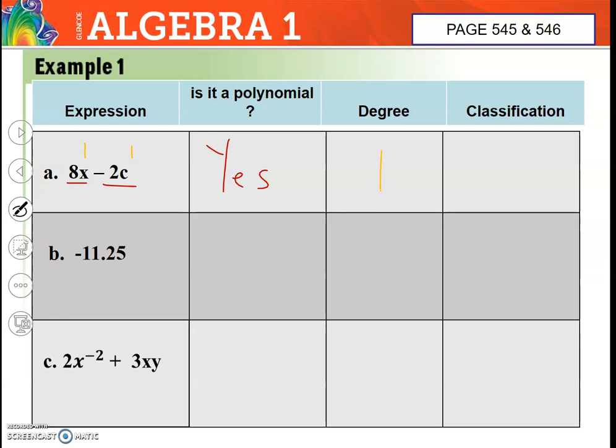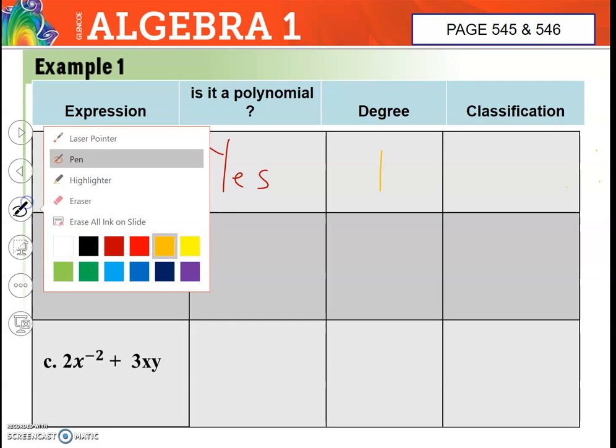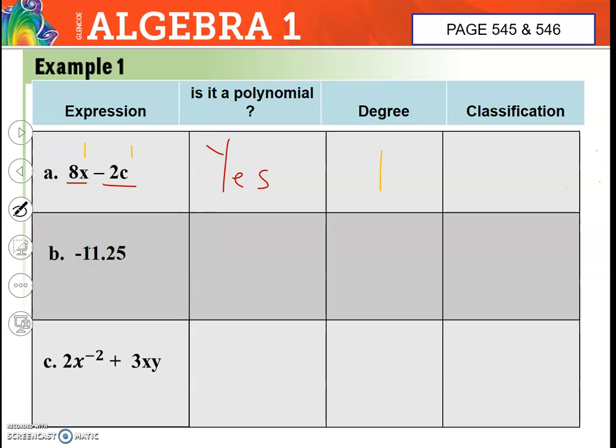Now, moving on to the classification. If it is a polynomial, what kind of polynomial is it? Is it a monomial, a binomial, or a trinomial? A monomial is one expression. A binomial is two expressions. So in this case, we could see that 8x minus 2c has two terms. Since it is two, we call it a binomial.